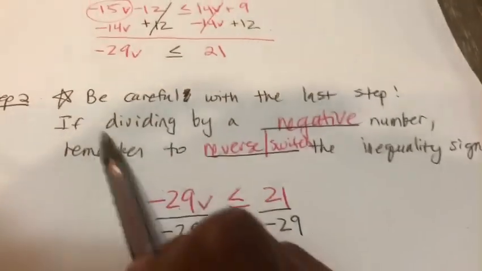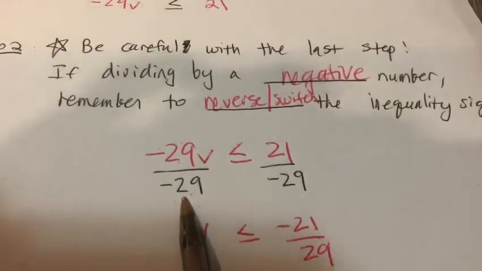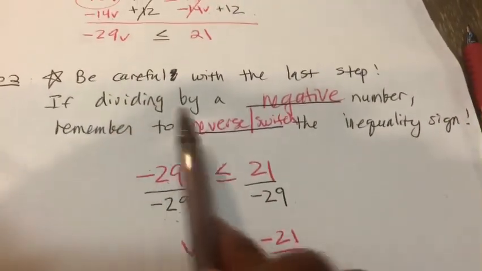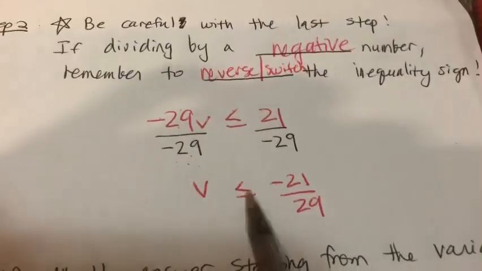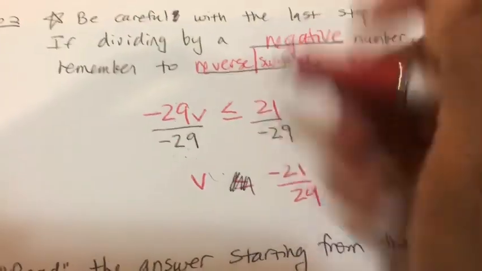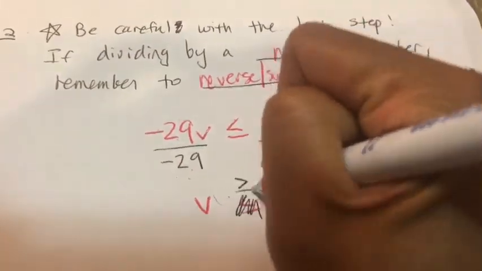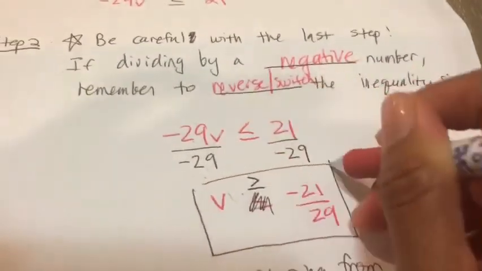What did I forget to do? Oh yeah, I forgot that if I'm dividing by a negative number, which I am, I'm dividing by negative 29, I must remember to reverse or switch the inequality sign. So this is not correct. What I'm supposed to do with this is reverse this and actually make it this direction instead. So that is the correct answer, reversing it.